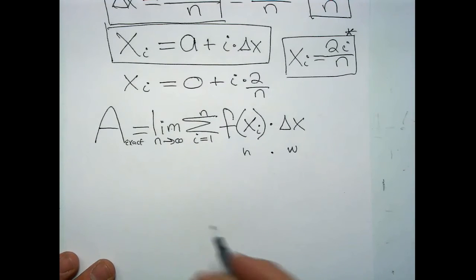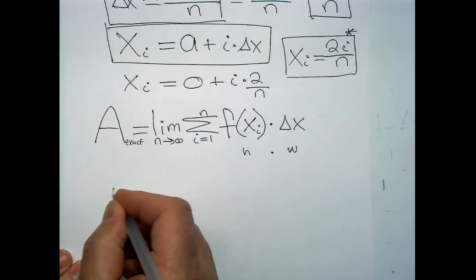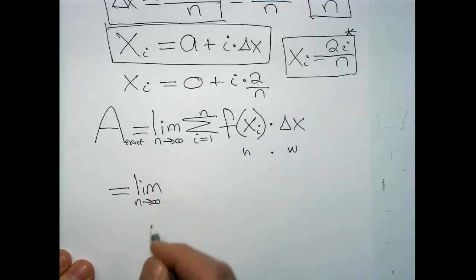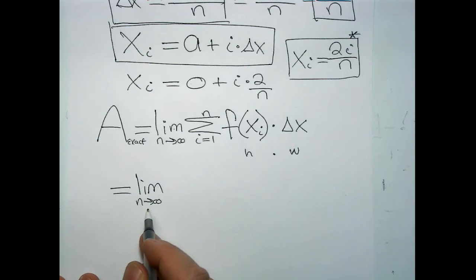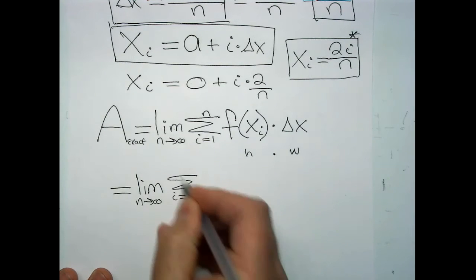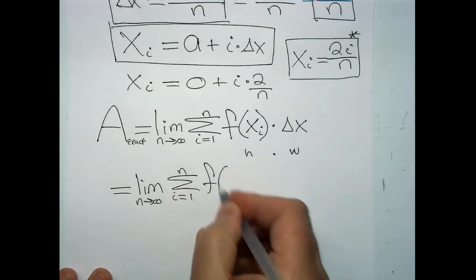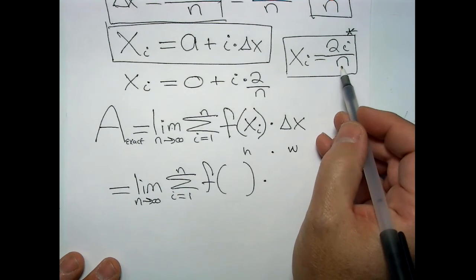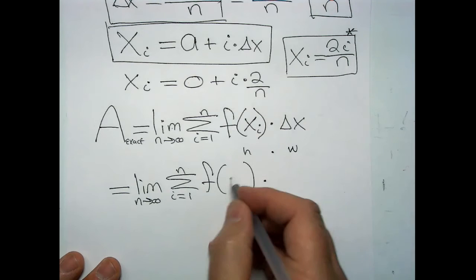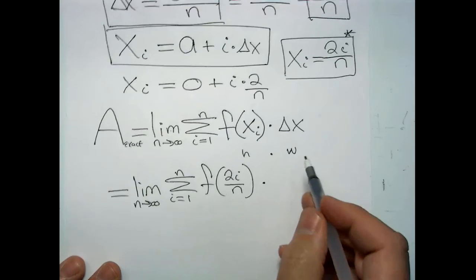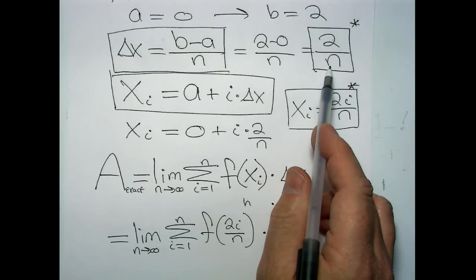Let's work in here. So the exact area is the limit as n gets pushed to infinity. So there'll be an infinite number of rectangles, no blockiness, no error. It's going to give me the exact answer. We're going to sum from i equals 1 to n the f of x sub i times delta x. Well, we have a formula for x sub i. It's right here, 2i over n. We have a formula for delta x. It's up here, 2 over n.